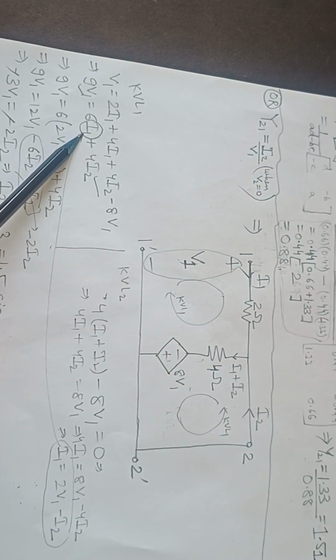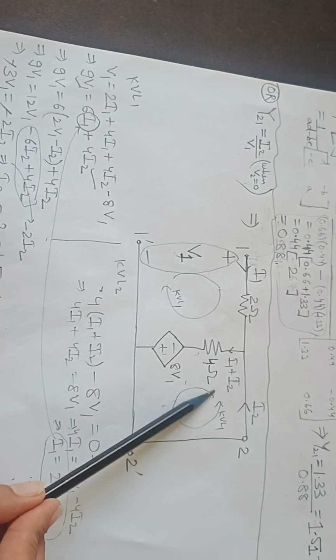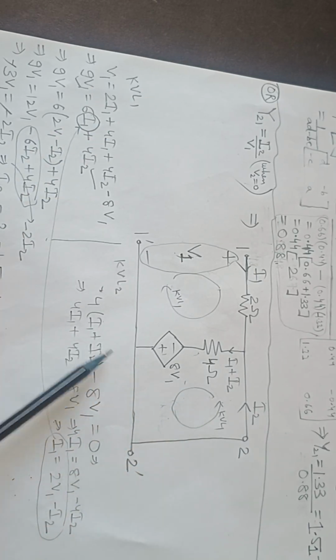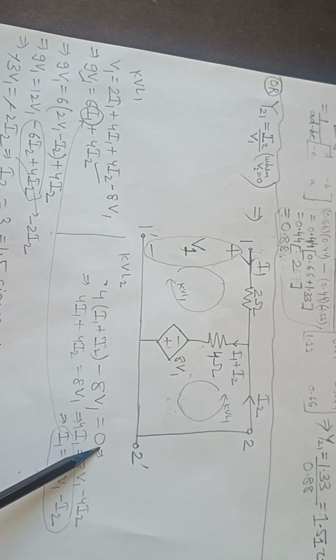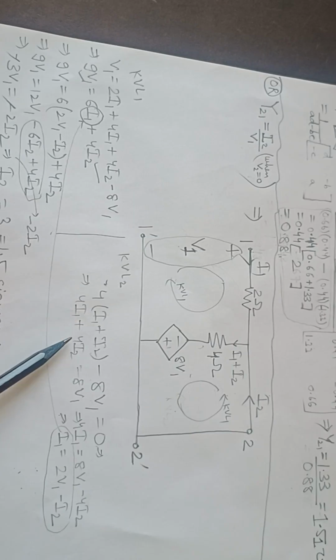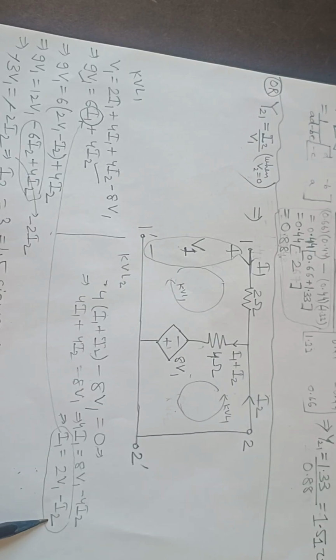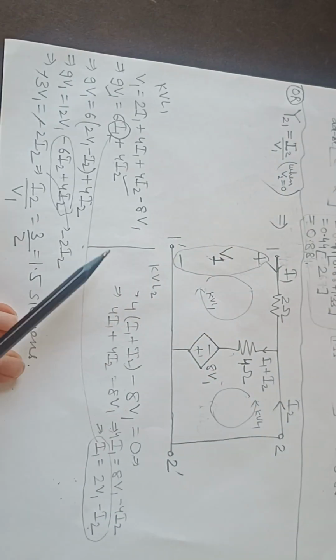Okay, so to remove I1, what I will do is we will make one more KVL on this side. So this will give us 4 times I1 plus I2 minus 8 V1 equal to 0. So 4 I1 plus 4 I2 is equal to 8 V1. So 4 I1 is equal to 8 V1 minus 4 I2. So I1 is 2 V1 minus I2. So we want everything in terms of V1 and I2. Okay, so I will put it here.